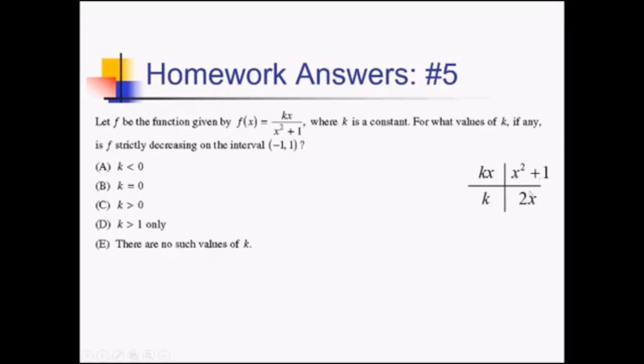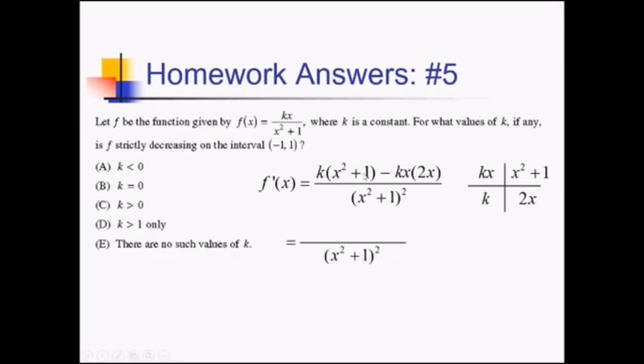Using the ribbon to multiply that, I've got k times x squared plus 1, and then minus kx times 2x. So this is u prime v minus uv prime. And then v squared down here, that's going to be x squared plus 1, the whole thing squared. I need to clean this up a little bit to figure out where this thing is positive or negative. So let me distribute the k here. That's kx squared plus k, and then this is going to be minus 2kx squared.